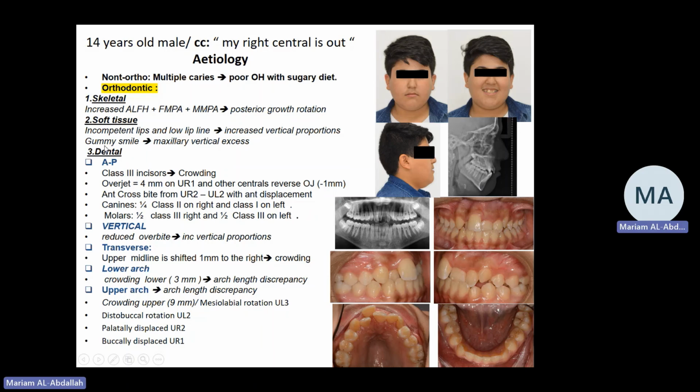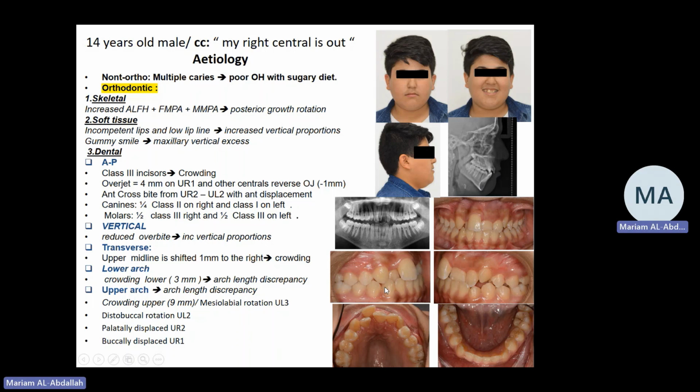Right. Dentally, the patient has a class 3 incisor classification. Most probably it is due to crowding and displacement of teeth. The same is related to the reverse overjet, and the problem here is related to premature contact and mandibular displacement. So we have premature contact and mandibular displacement, anterior mandibular displacement, that contributed to the reverse overjet and the anterior crossbite.